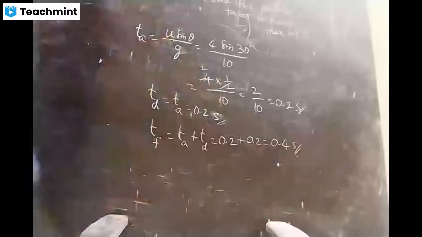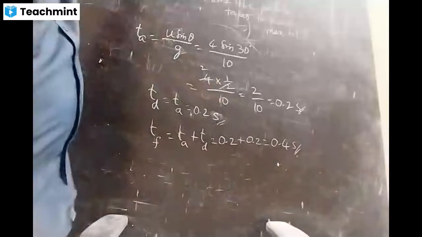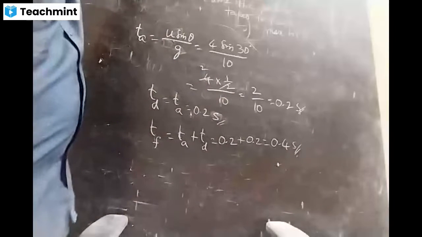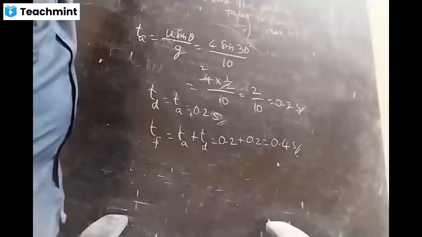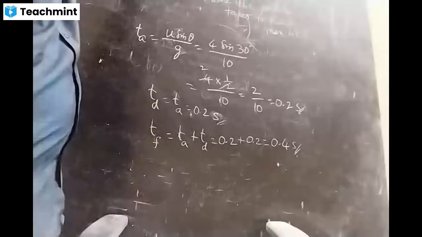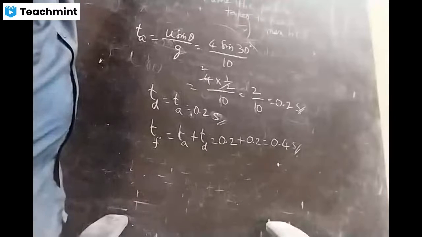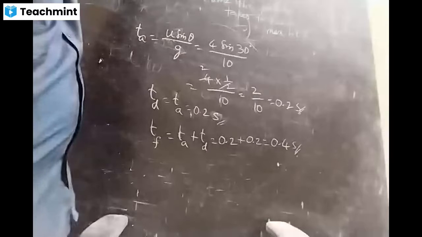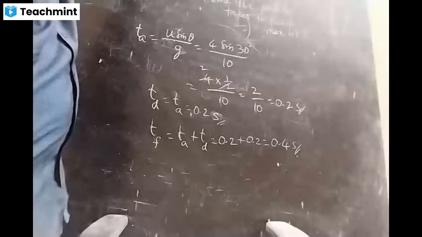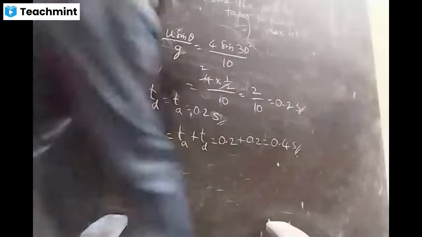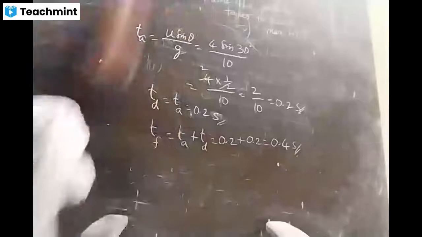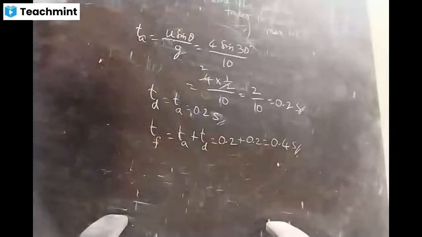Now if I ask you the maximum height reached by the particle, what is the formula for maximum height reached by the particle? U square sin square theta by 2g. Try substituting and tell me the answer.